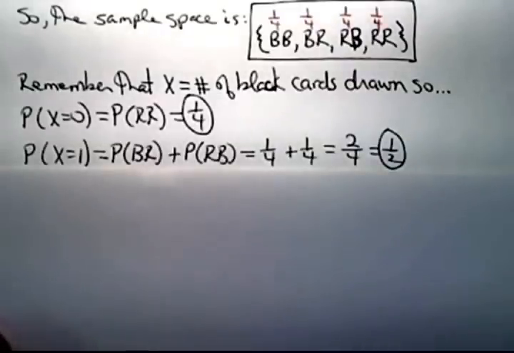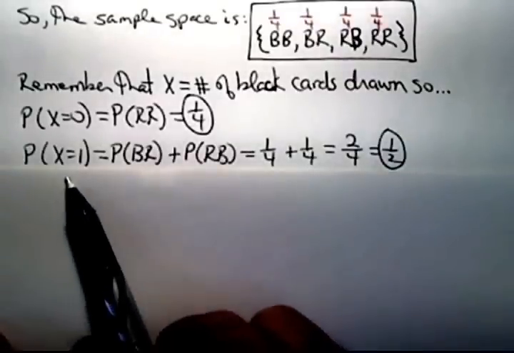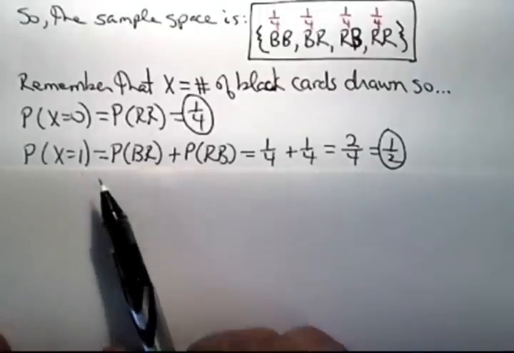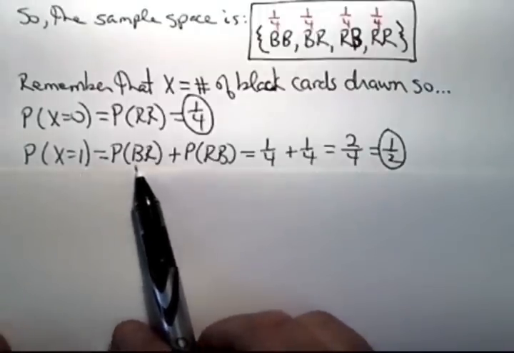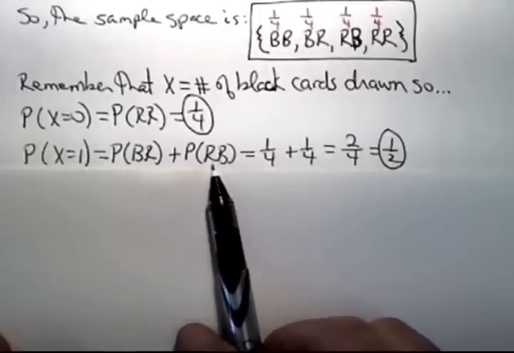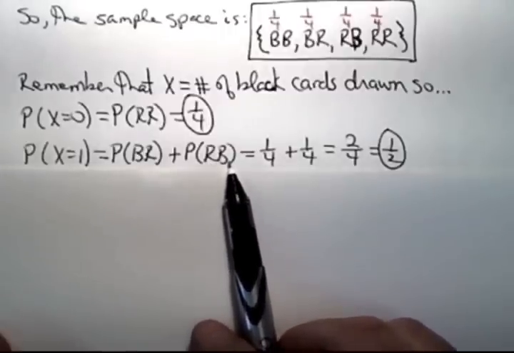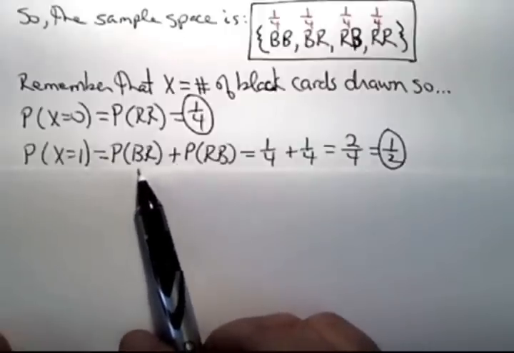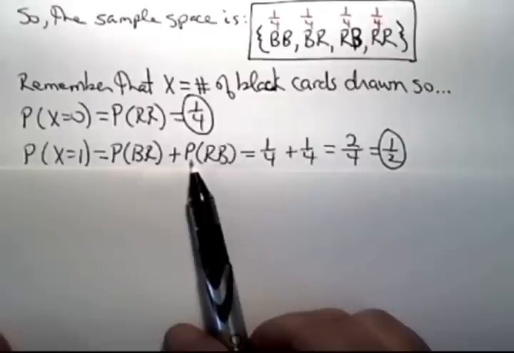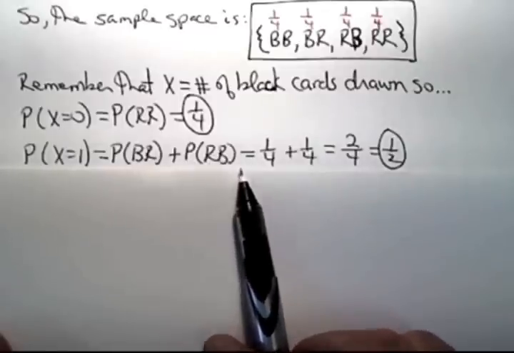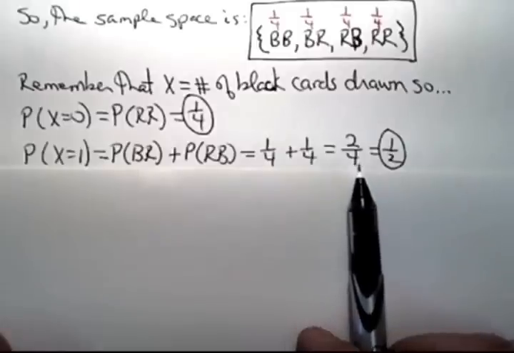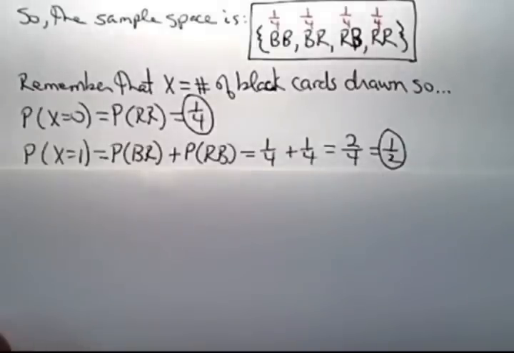Using similar logic, I want to know the probability that X is equal to 1. That means the probability that I get exactly one black card. Well, that will only happen if the first one's black and the second one is red, or the first one's red and the second one's black. The probability that the first one's black and the second one red is 1/4. You can look right here. And the probability that the first one's red and the second one is black is also 1/4. So the probability is 1/4 plus 1/4, which is 2/4, and of course that reduces to 1/2.